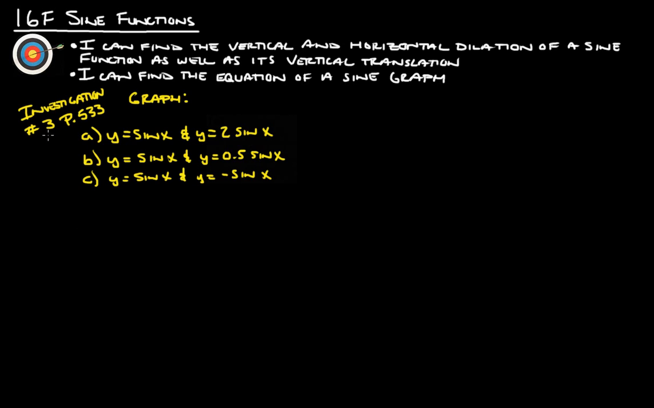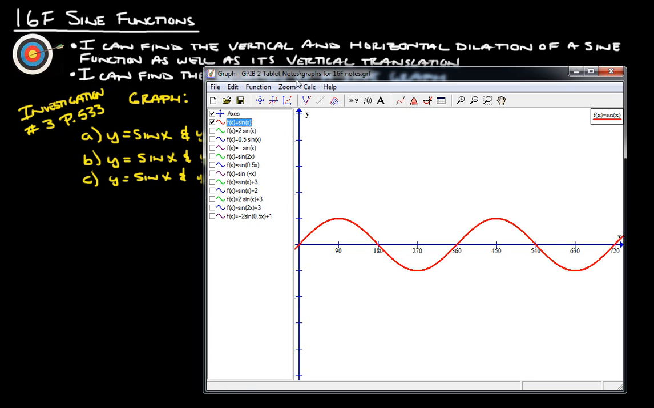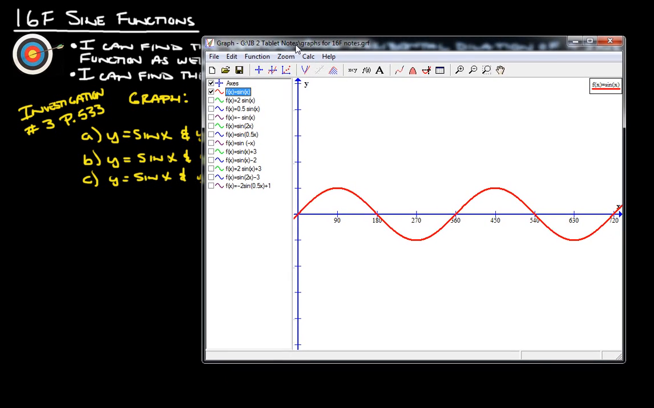We're going to look at investigation number 3 from page 533, and it says to graph y equals sine x and compare it to y equals 2 sine x, and then sine x versus 0.5 sine x, and negative sine x. I have a nice little graphing program here for that, and that will help us out. So here is regular old sine of x.